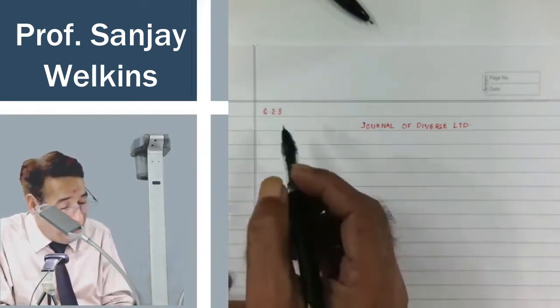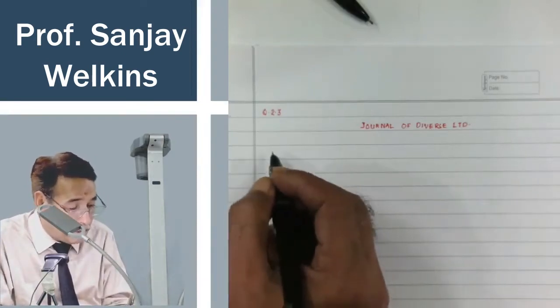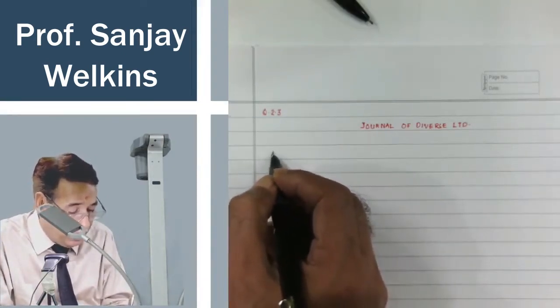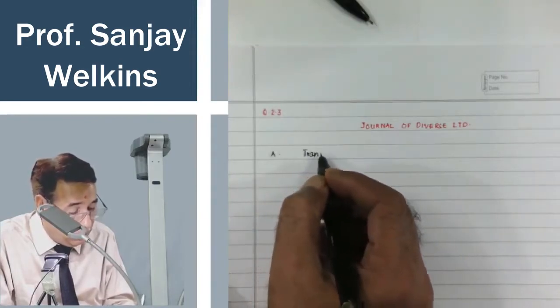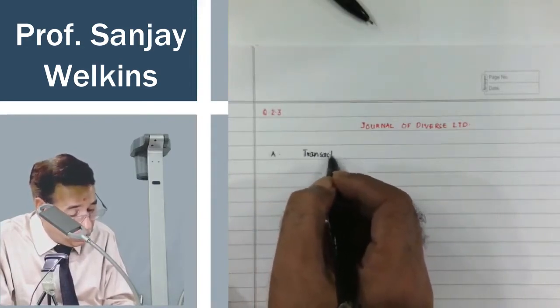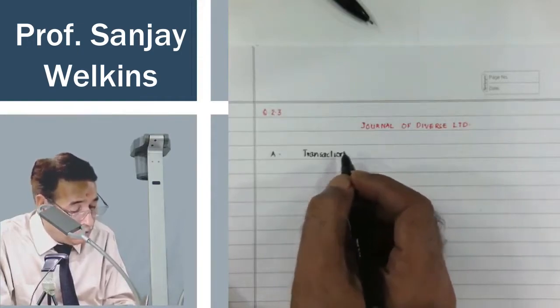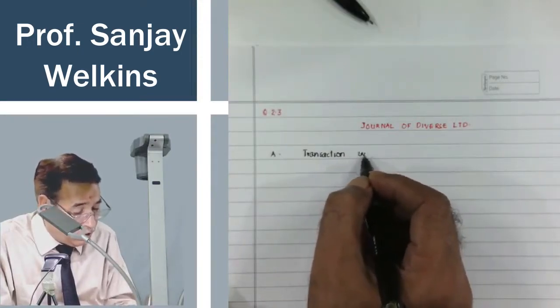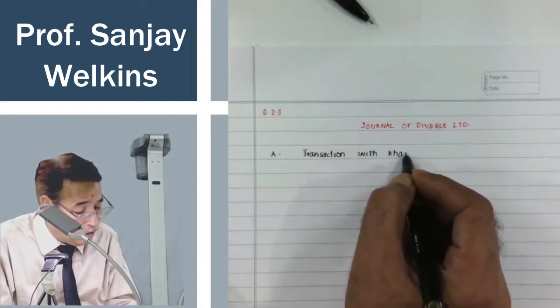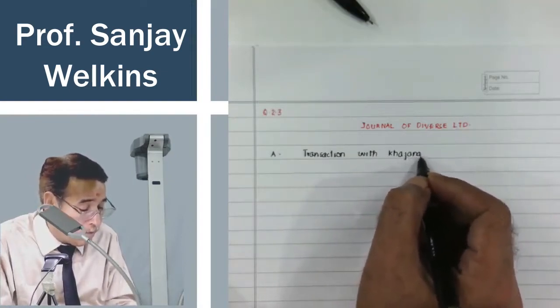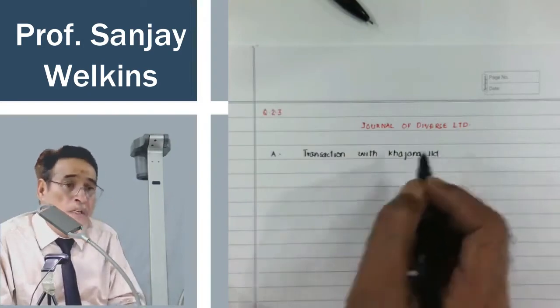So Divers Limited, when it prepares its books, first of all will write the transactions related to, or transactions with, Khajana Limited. First let me write transactions with Khajana Limited. Khajana Limited. Correct?